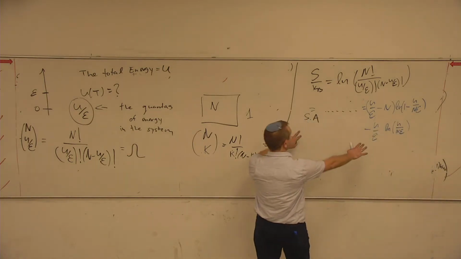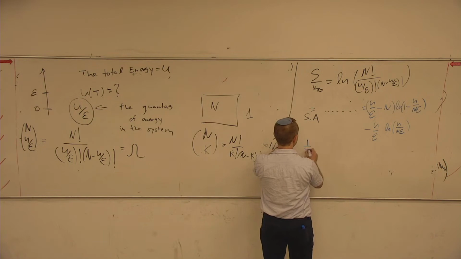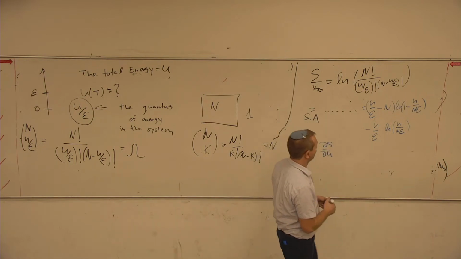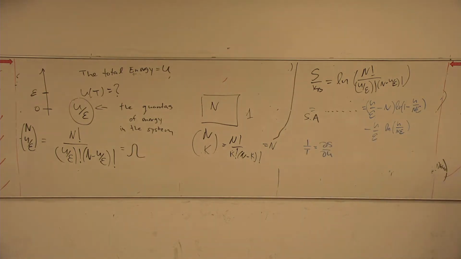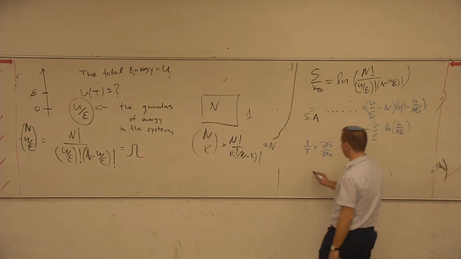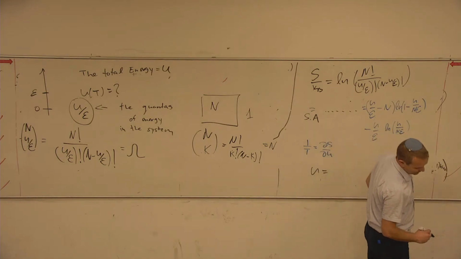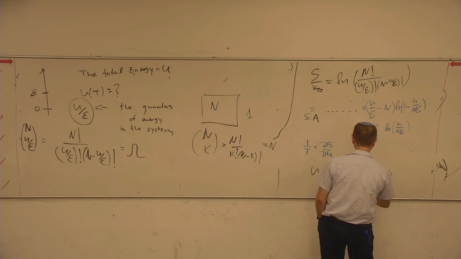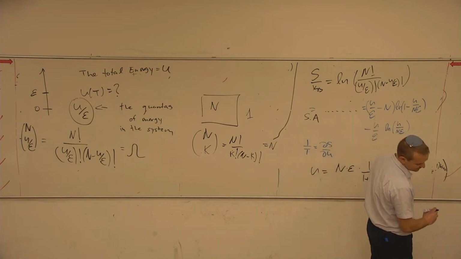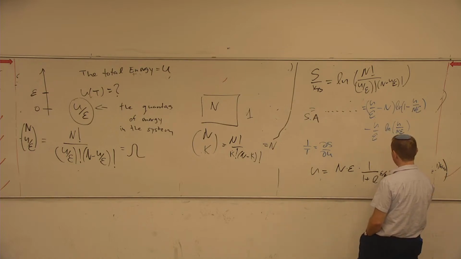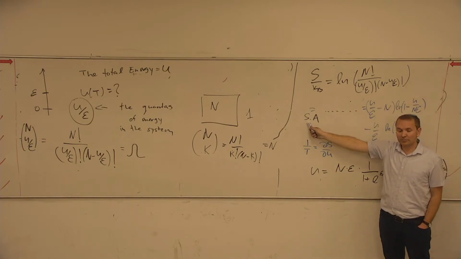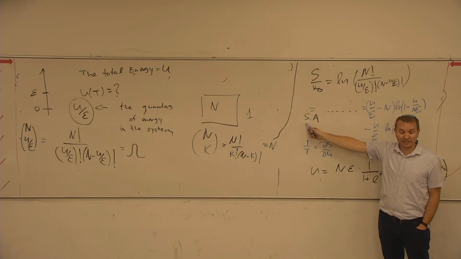Alright, so I take this equation and I write that 1 over T equals dS/dU. And I obtain the equation that is simply U equals N multiplied by epsilon multiplied by 1 over 1 plus e to the epsilon divided by k_B T. So what I have done, I have taken the Stirling approximation exactly as I did in the Einstein model, right?